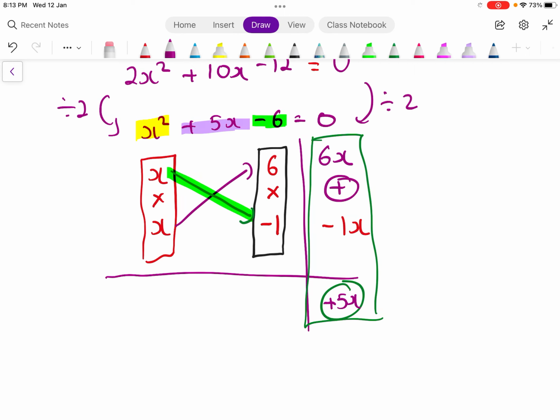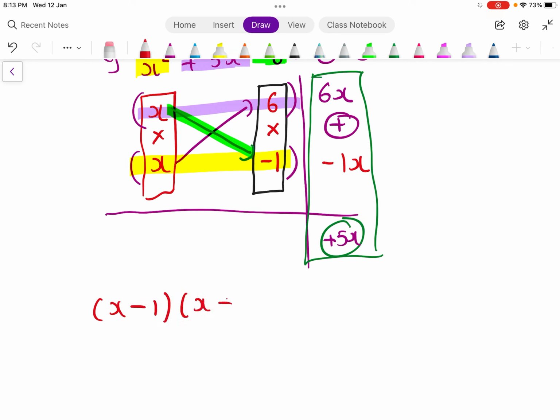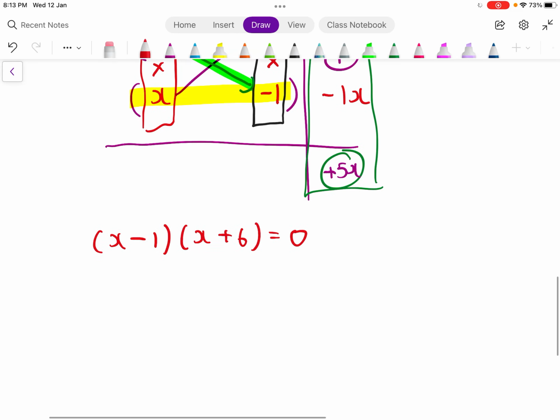This is what I call the trial and error method. I believe it's easier than the multiplication frame. After you determine that this is 5x, you put a bracket. The first term goes together with the first term, the second with the second. So the quadratic factorization is x minus 1 bracket, then another bracket, x plus 6, equal to 0. So of course the answer is either x equal to positive 1 or negative 6.